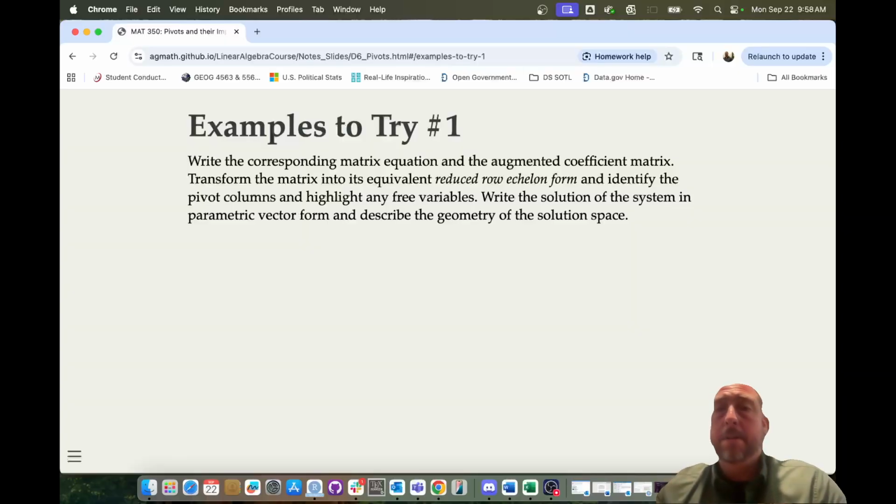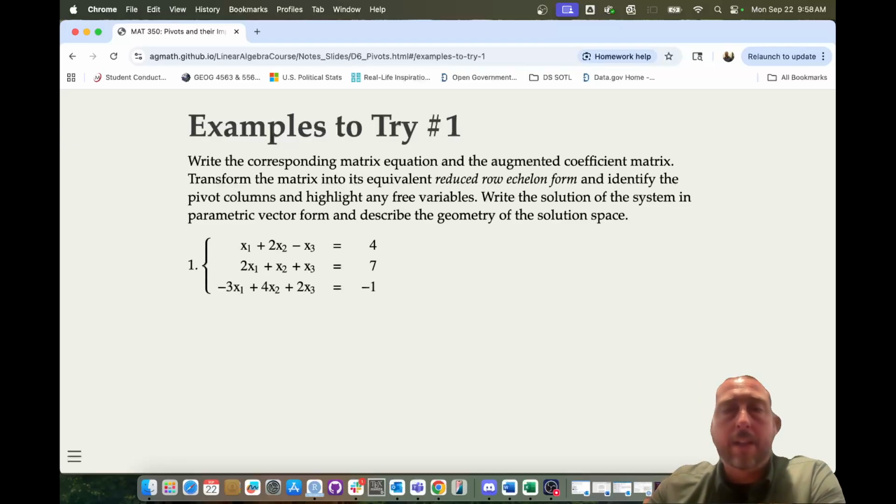I've got some examples here at the end of this slide deck for you to try. I hope you will come back and try them. Try writing out the solution of the system in parametric vector form and describe the geometry of the solution space. I'll click through them in the video just so that you can see what the examples are.